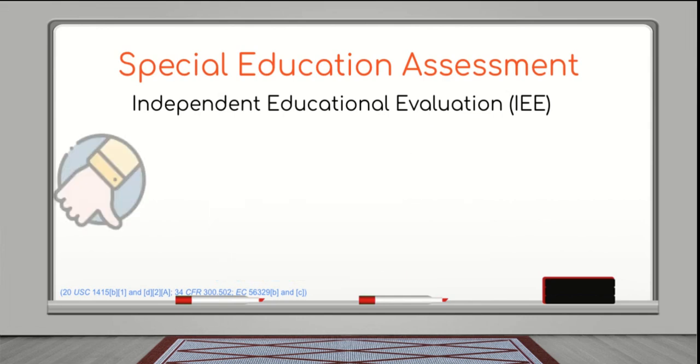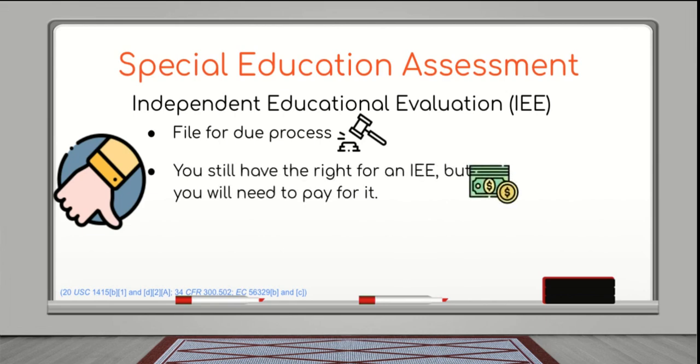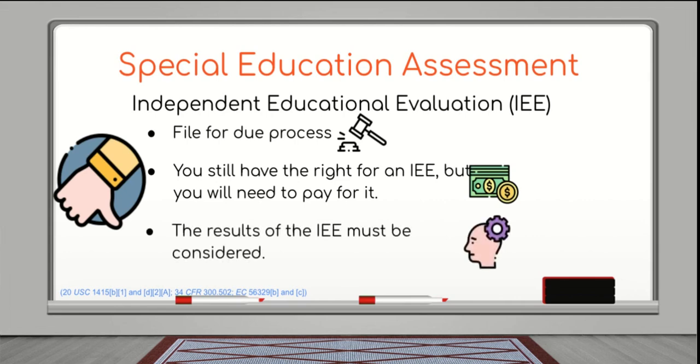The district can deny your request for an IEE. However, if the district denies your request for an IEE, it must file for due process and prove that its assessments and evaluations were appropriate. If the district is found to be correct and prevails in due process, you still have the right for an IEE, but you will need to pay for it. Regardless of who pays for the assessment, the IEP team must consider any independent assessment you provide to the team from that point.